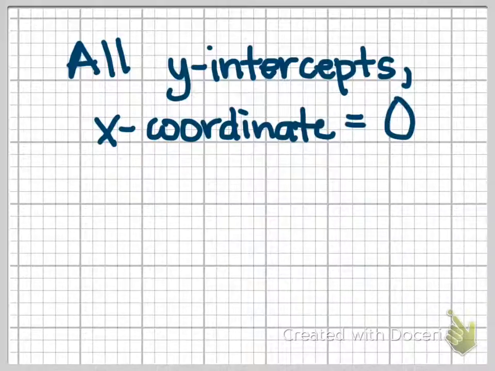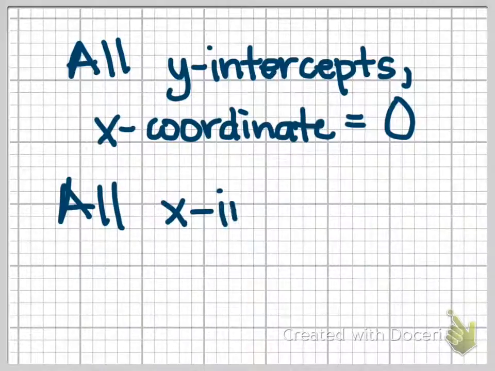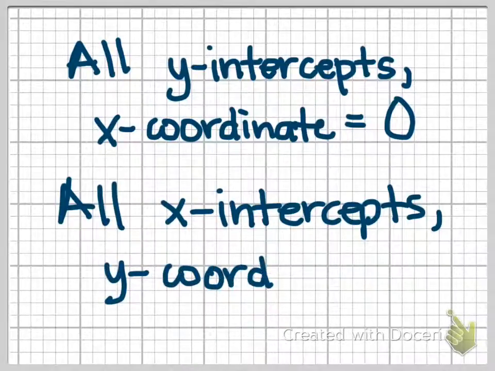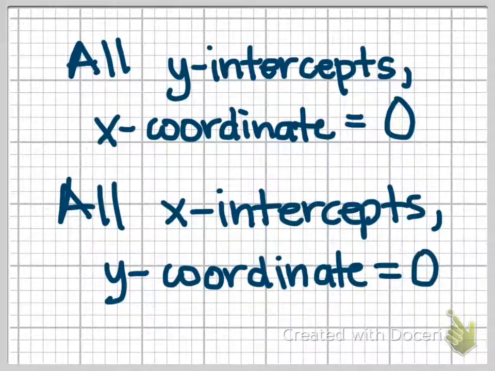Okay, for all x-intercepts, which is on the x-line, that's where the line crosses the x-axis, the y-coordinate is always going to be 0. That's because it's right on the x-axis.